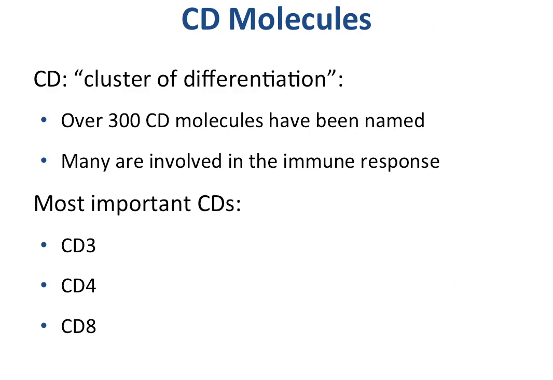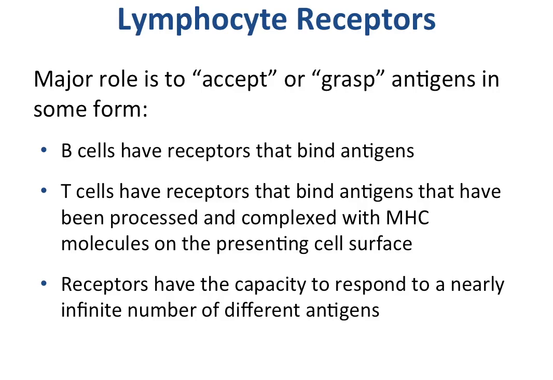Now, second is the CD molecule. CD means cluster of differentiation. We have more than 300 CD molecules, and they are involved in the immune response. The most important are CD3, CD4, and CD8. Next, lymphocyte receptors.